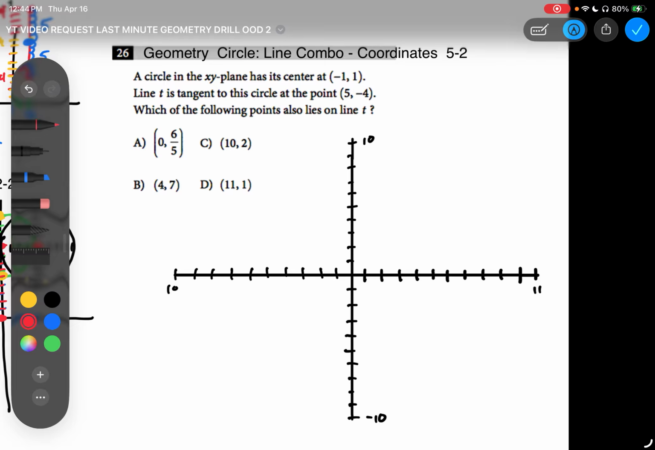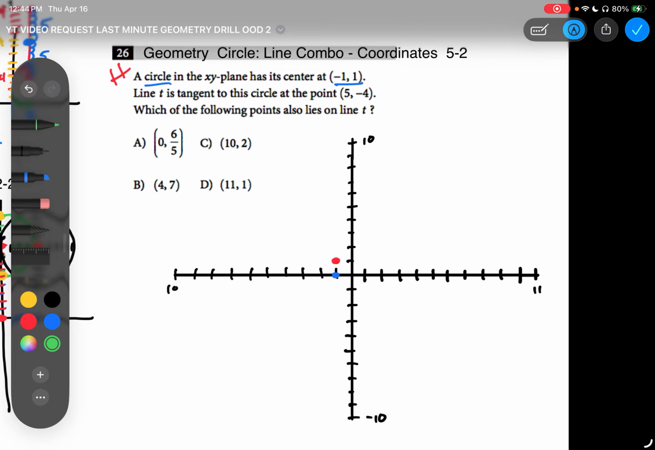Question number 26. Oh, this is meant to be dirty hard, right? So we expect it to be dirty hard, but it's going to be based on simple fundamentals of circles. A circle in the XY plane has a center at -1 and +1. So where's our -1 and +1? So x equals -1, which means we're going here to the blue dot. And then we got a +1, which means it's going upstairs. So the red dot is the center of my circle. That's -1 and +1.